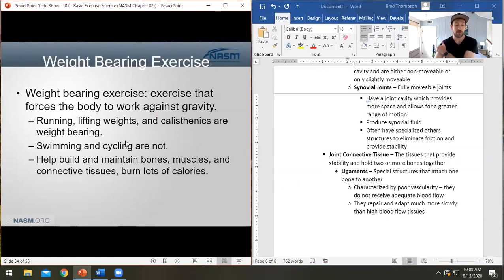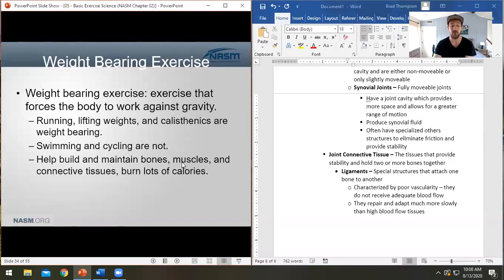So weight-bearing exercises, like I mentioned, I forgot this is actually in this PowerPoint. Weight-bearing exercises are exercises that force the body to work against gravity. Running, lifting weights, body weight exercises like calisthenics, all of those are weight-bearing, and they are very good for your skeletal system. Swimming and cycling are not, because in swimming it's working against the viscosity, and in cycling it's working against friction, you know? Both those things are great, by the way. These are great ways to develop your body. But if you have bone density issues, they're probably not our first choice.